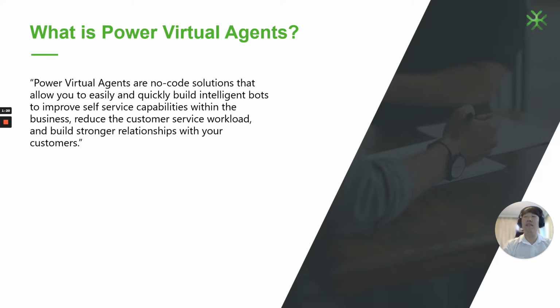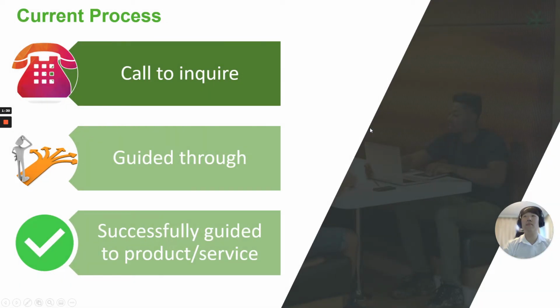So let's take an example of a telecommunication company like Spark and how their processes have changed when dealing with customer service inquiries. So the current process was for the client to call in to inquire about a service or product that they are interested in with Spark, but this required the client to be on hold for a long time until a representative was available to speak to them.